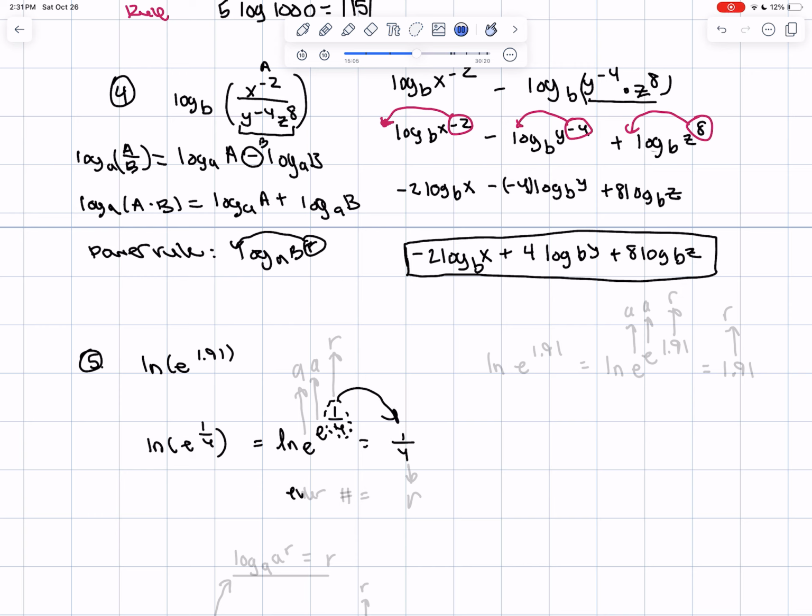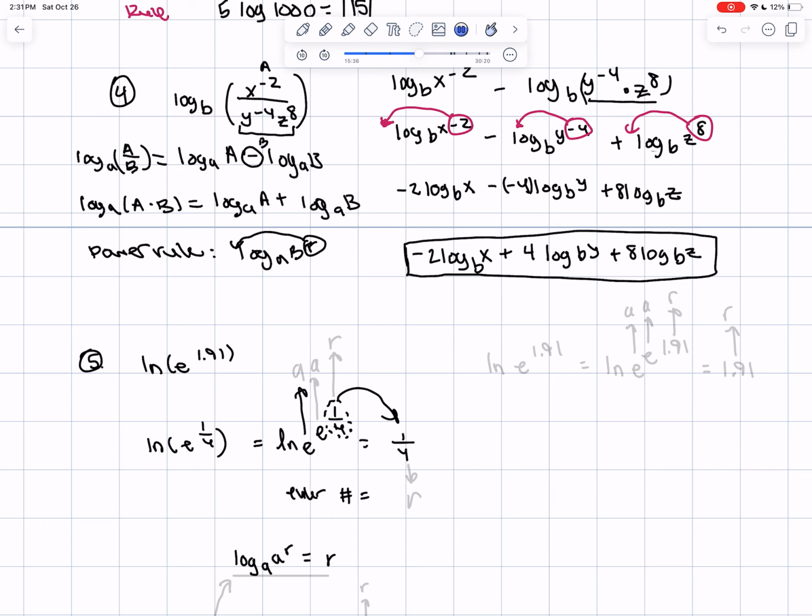Now again, this is Euler's number. So you may be asking, how do we know it's 1/4? Well, let's look at our textbook. On the first page of 5.1, we have the inverse property of logarithms, which states that log a to the r equals r.